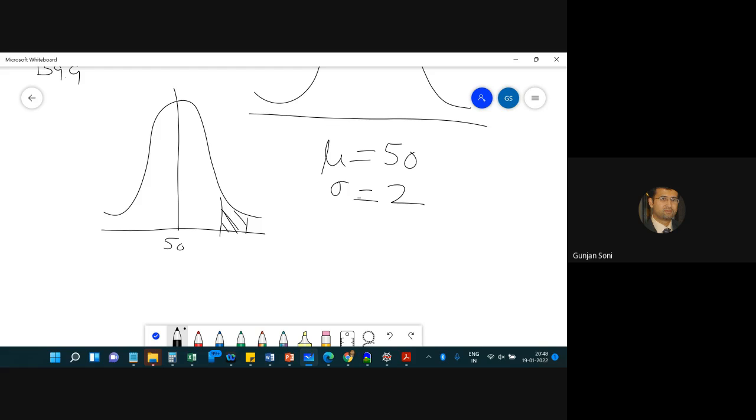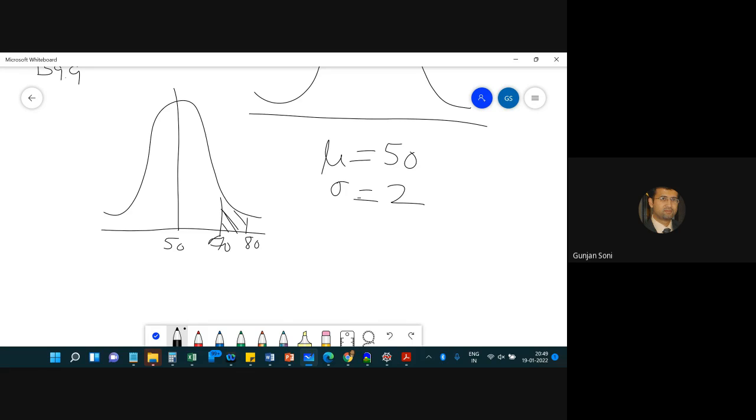mean is representing marks. Okay, so we are talking about marks. What is the probability that a student scores between 70 to 80 marks? I want to find out the probability that the student scores marks between 70 to 80 marks. So I will use this table to do that.